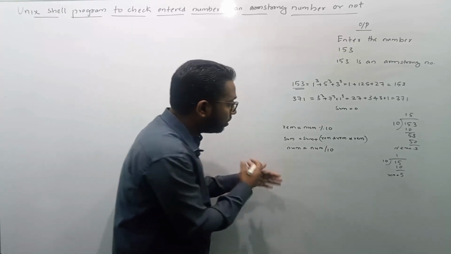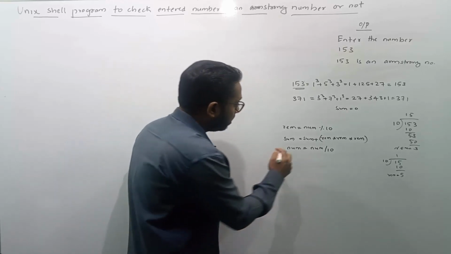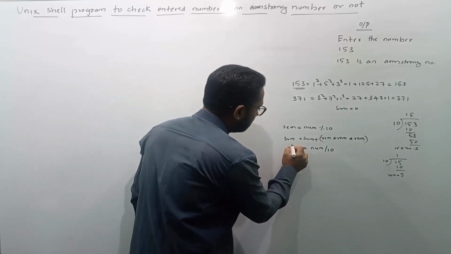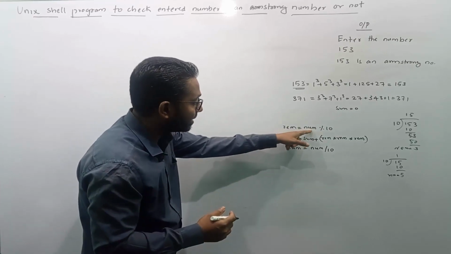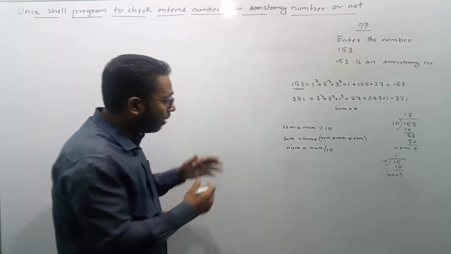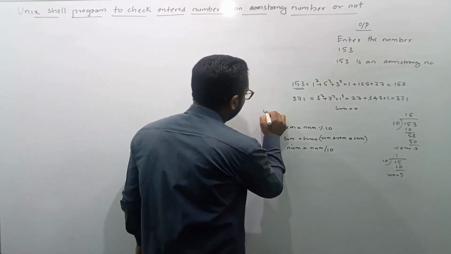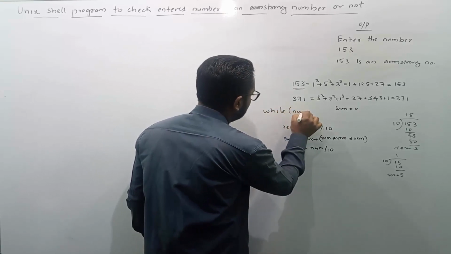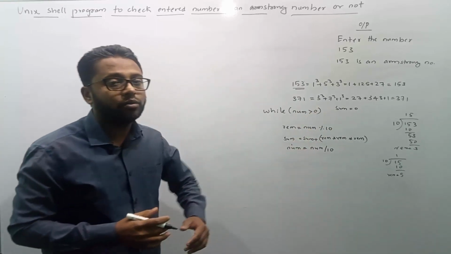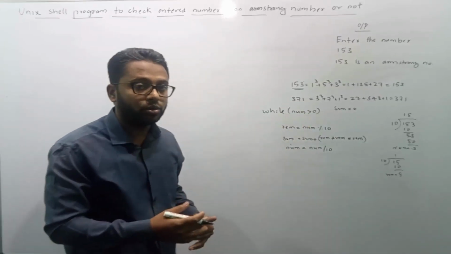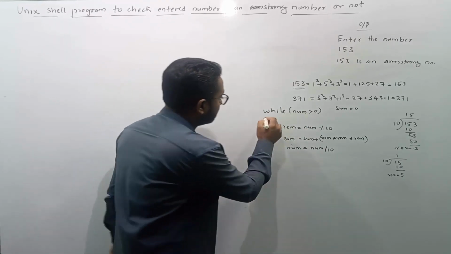Next again I need to further reduce the number 15 to 1. Okay, now here num becomes 1, and that 1 I need to further use inside this statement. So how long I need to do these three instructions? Until the value of num becomes greater than 0. Until we have the value of num greater than 0, that many number of times I need to execute these instructions.